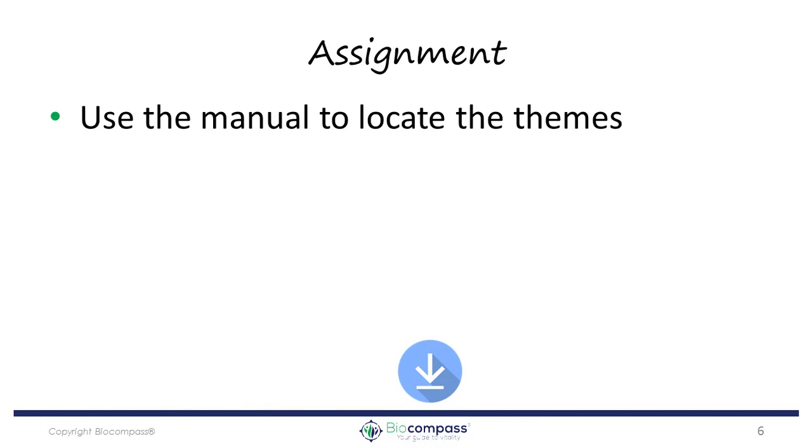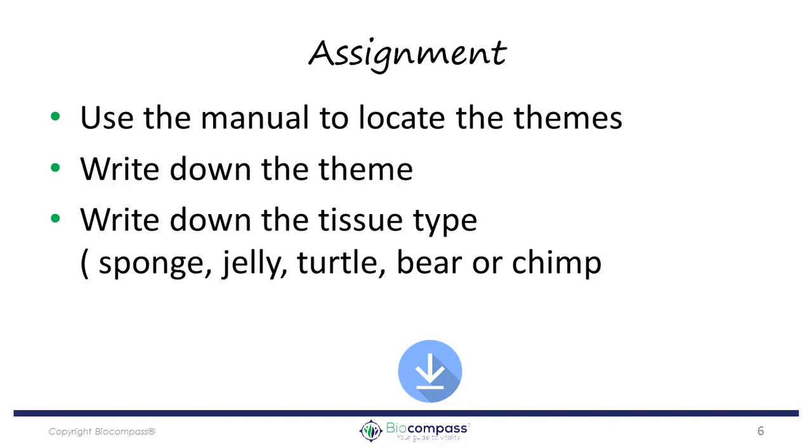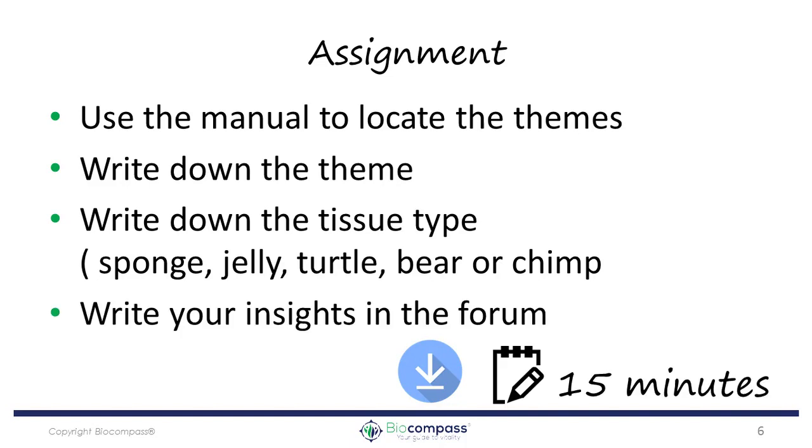So let's do an assignment with that. Use the manual to do a lookup to find the different themes for a specific set of tissues. Write down the themes and write down the tissue type. Is it sponge, jelly, turtle bear, or chimp? And write your personal insights when you read the description of that theme. Write down the theme, write down the tissue type, and what are your personal expressions, personal feelings, personal way of perceiving that definition. Okay, take about 15 minutes for that. Ready, go.